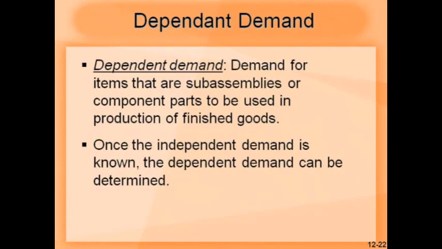Dependent demand is the demand for items that are sub-assemblies or component parts to be used in production of finished goods. So when we go into details of how many components will be needed of every variety, then you have to look at all these things. So once independent demand is known, the dependent demand can be determined. By determined, it can also mean it can be calculated very easily.